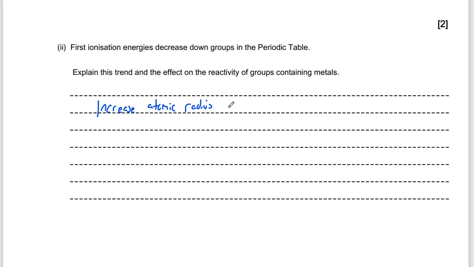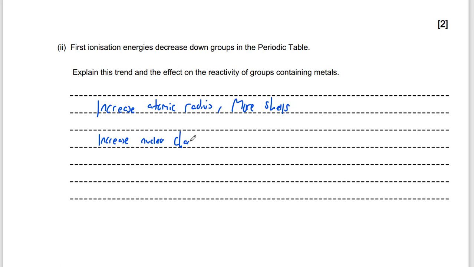So increased atomic radius, or if you want, just write the words more shells. That is verbatim from the mark scheme. You will get a mark for saying that. That's the first mark on its own. The second mark is then talking about what else is going on here. So you've got large atomic radius. As you go down, you do have an increase in nuclear charge, which you would think would hold on to the electrons more tightly. So increased nuclear charge.